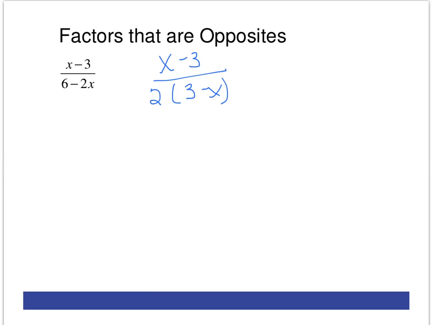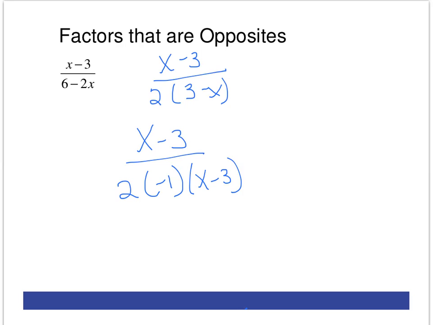Now, what do you notice about the numerator and the denominator? Yes, the x is positive in the numerator, but it is negative in the denominator. So you can do a couple of different things. You can factor out a negative 1. To do that, we're going to say x minus 3 over 2 times negative 1 times, and you can change the order too, x minus 3.